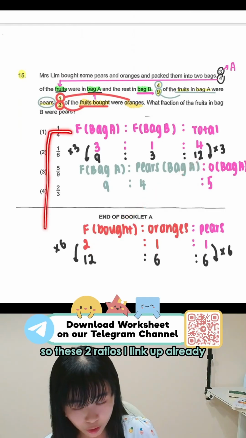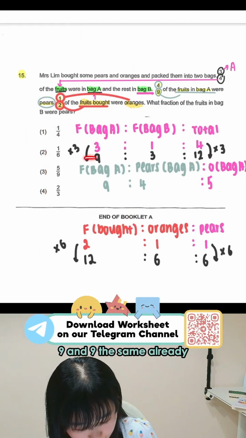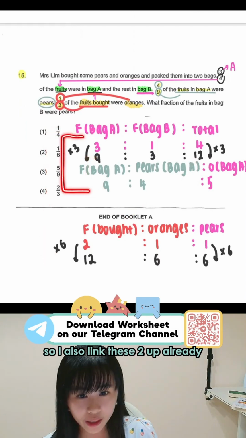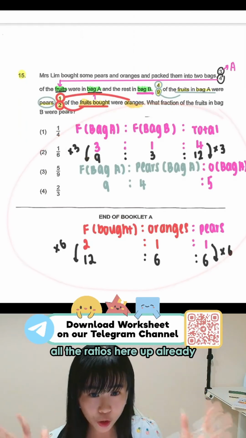So these two ratios I link up already. I also make this 9 and 9 the same already. So I also link these two up already. So it means I link all the ratios here up already.